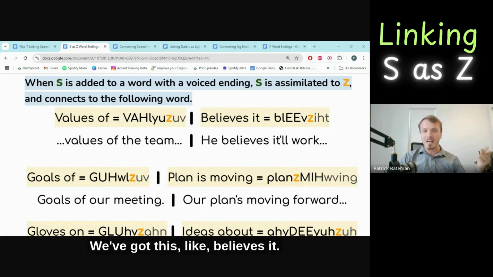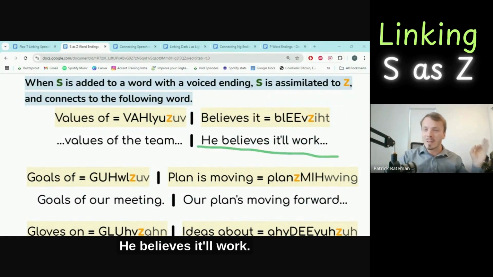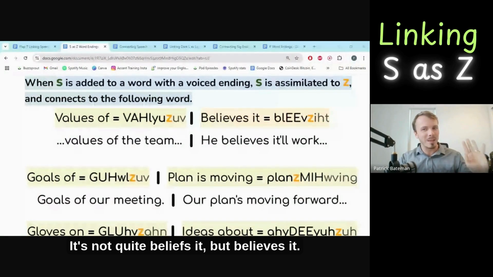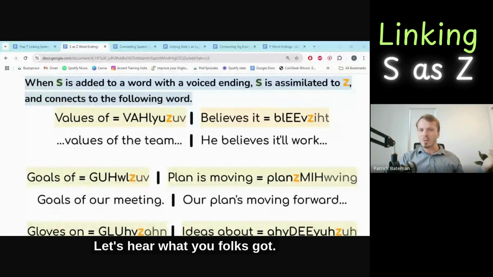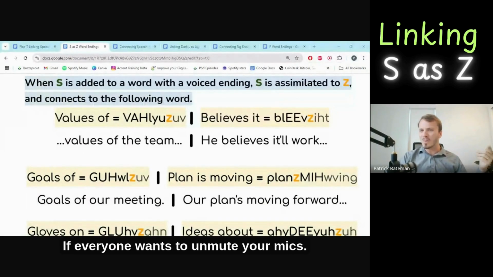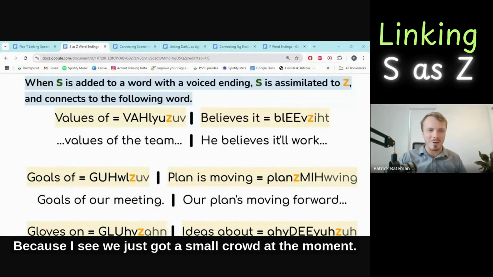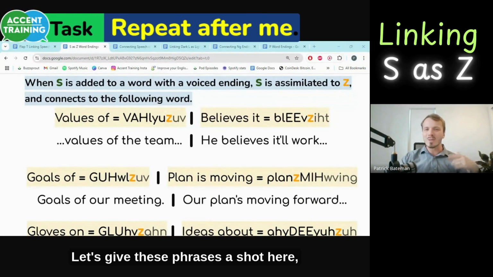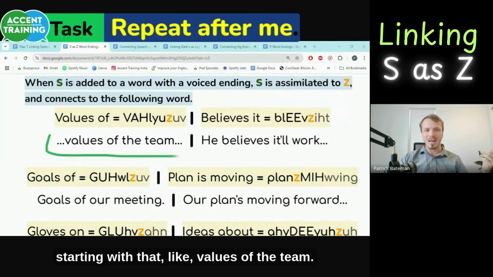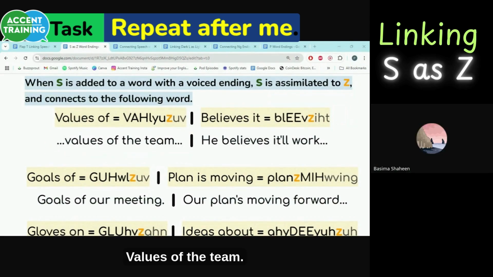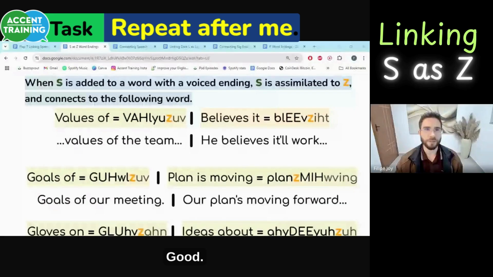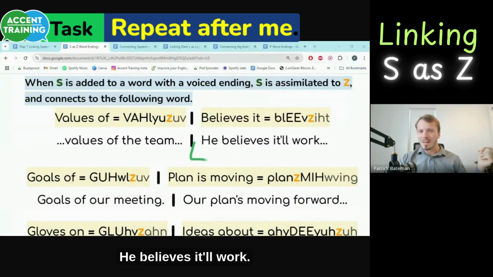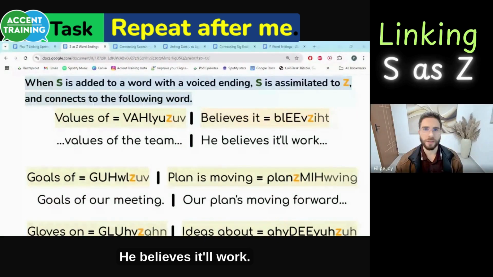So it comes in handy when you got to connect your speech like this. We've got this like believes it. He believes it'll work. It's not quite beliefs it, but believes it. Let's hear what you folks got. If everyone wants to unmute your mics, because I see we just got a small crowd at the moment. Let's give these phrases a shot here, starting with that like values of the team. Values of the team. Good. He believes it'll work. He believes it'll work.